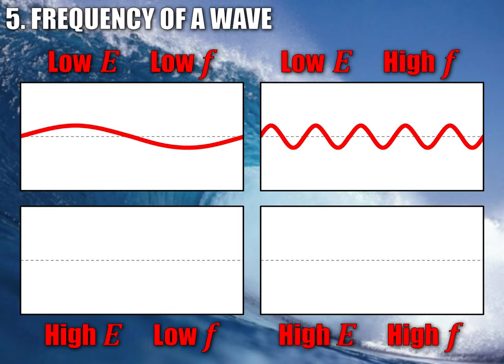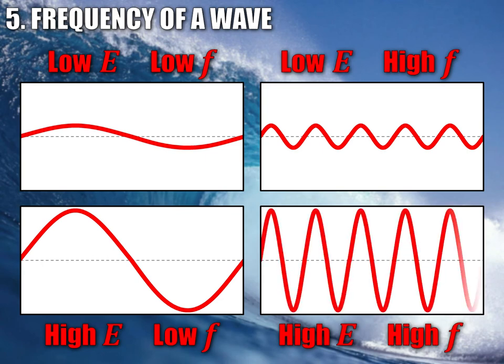If we wish to increase the energy of this wave, then we'd want to increase the amplitude. So a high energy, low frequency would fill the vertical extent of the box, but it would still only be 1 cycle. And for making a high energy, high frequency wave, we just take that same low energy, high frequency and just increase the amplitude.